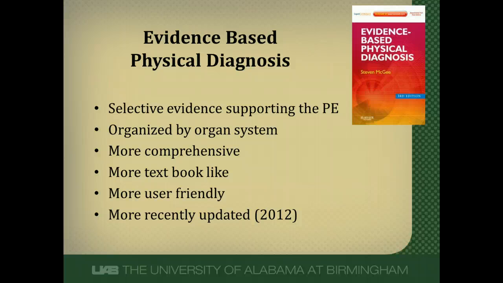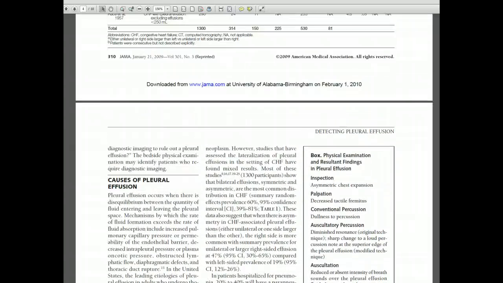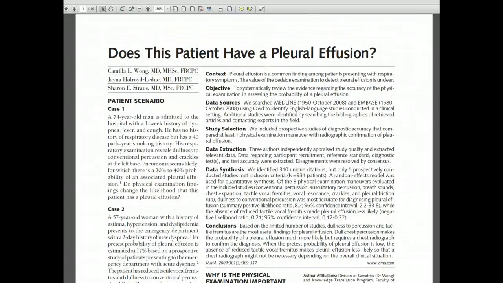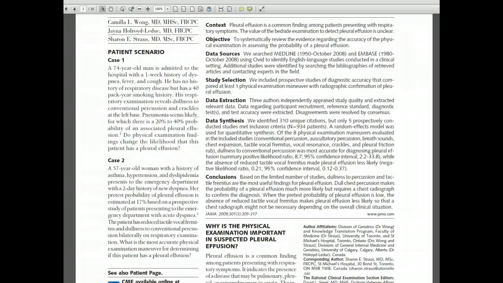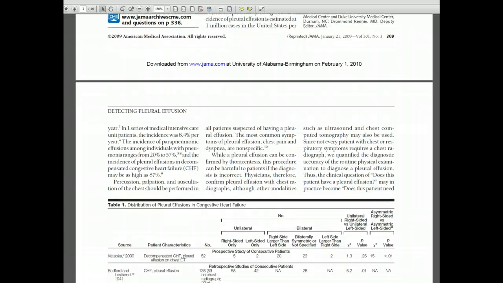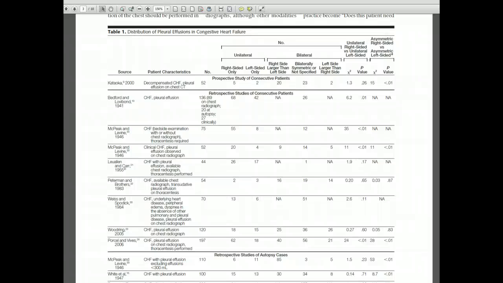So let's look at an example of an article from the Rational Clinical Exam Series. I picked this one particularly: does this patient have a pleural effusion? Traditionally how these are organized is that they're clinical scenarios, and what the authors are going to do is resolve the clinical scenarios using literature. You get a nice systematic abstract reported here. And different articles often organize a little bit differently, so some will show you how to do physical exam maneuvers, others will spend more time on the search method used, etc. So they're organized a little bit differently, but many are similar.